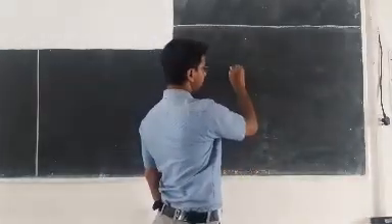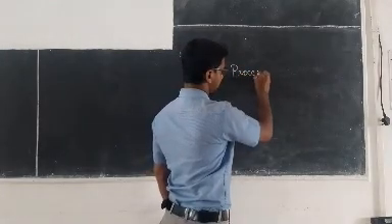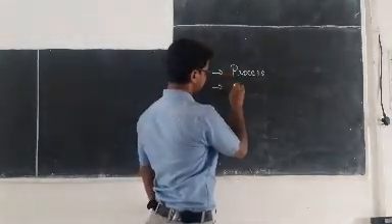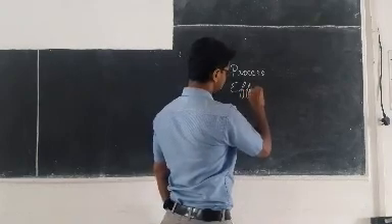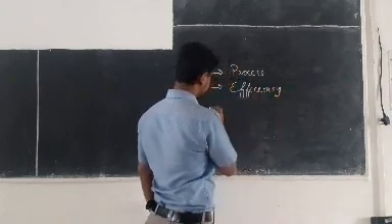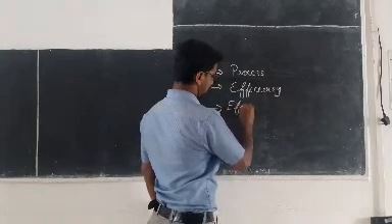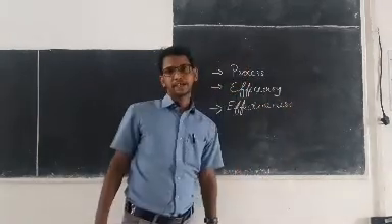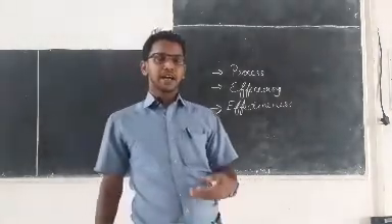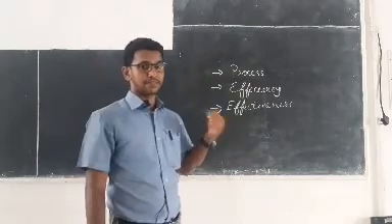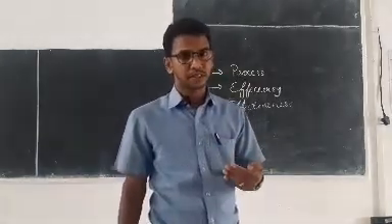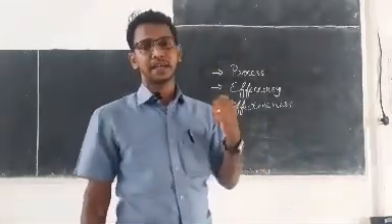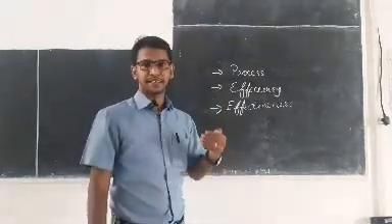They are: one is process, second one is efficiency, third one is effectiveness. So management is a process. It is done efficiently and effectively. Management means it is a process done effectively and efficiently. Do the work effectively and efficiently.